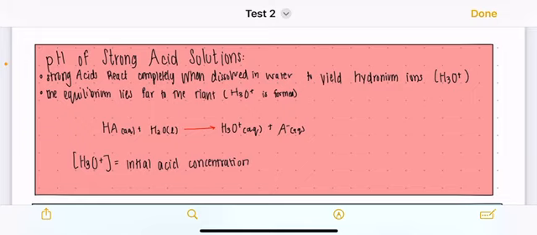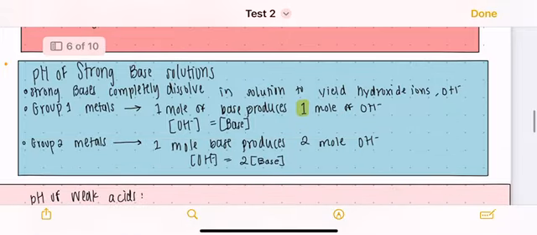We can use the concentration of hydronium ions in pH equals minus log of the concentration of hydronium ions to figure out the pH of the solution. For the pH of strong bases, again, we must understand that strong bases completely dissociate in solution to yield hydroxide ions. And for group 1 metals, 1 mole of substance is equal to 1 mole of hydroxide ions.